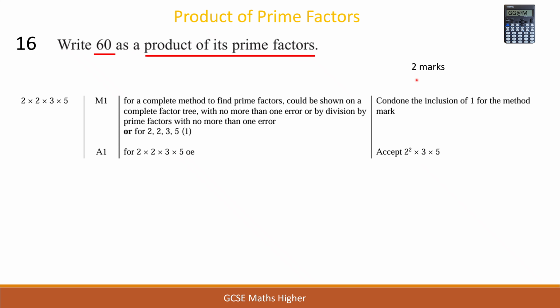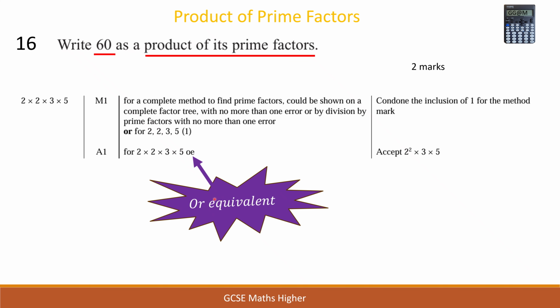Fantastic work. So hopefully you've managed to come up with the answer 2 times 2 times 3 times 5. Now down here it's got OE, which means or equivalent. So it means you could accept 2 squared times 3 times 5. Personally, I think this is a better way of writing your answer. You will get a method mark for writing down this first section here and an answer mark for getting to this stage here. So there's where the 2 marks are awarded. So give me a big thumbs up if you managed to get this correct.